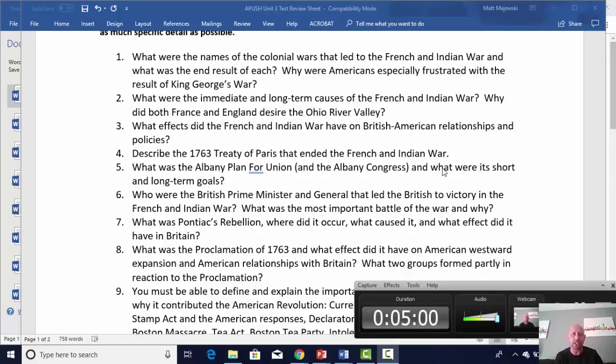Number 5, what was the Albany Plan for Union and the Albany Congress, and what were its short and long-term goals?